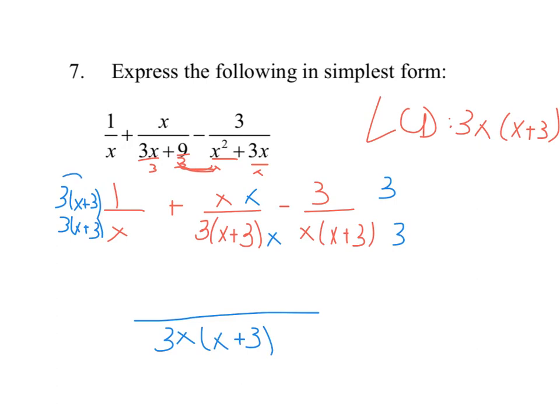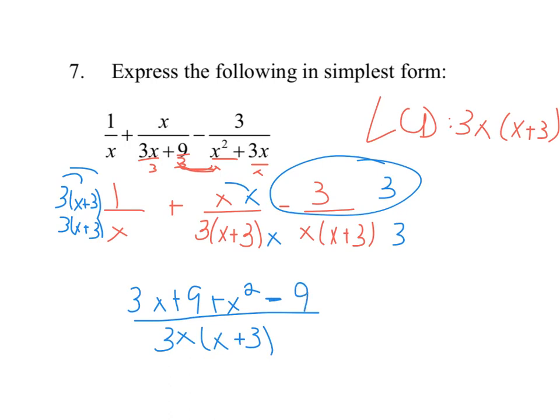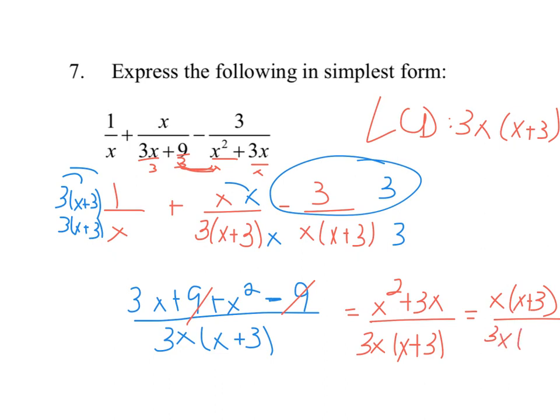So now I'm going to distribute this in to get 3x plus 9. That'll be x squared. And then this is -3 times 3, which is -9. These guys will cancel out. You'll end up with x squared plus 3x all over 3x, x plus 3. I'm going to factor the top to see if I can reduce. Again, I'm using GCF. And when I do that, I can see that these guys cancel, and I'm left with 3 on the bottom, so my final answer is 1/3.